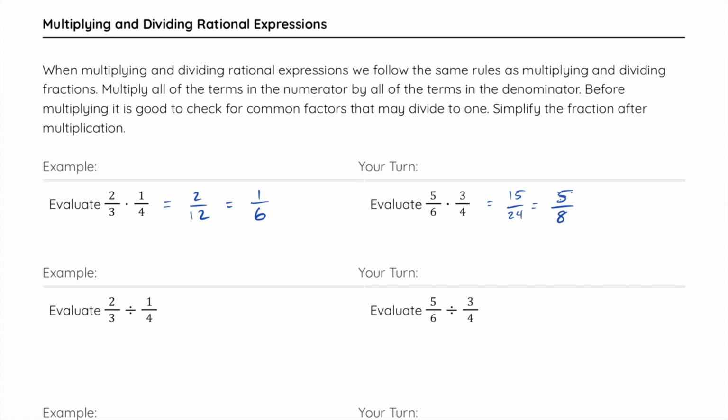So when we divide fractions, we end up multiplying by the reciprocal. And so what I mean is this would become 2/3 times 4 over 1. And when I multiply that, I end up with 8 over 3. So pause the video, try the one on the right. And we see that one simplifies to 5 over 6.